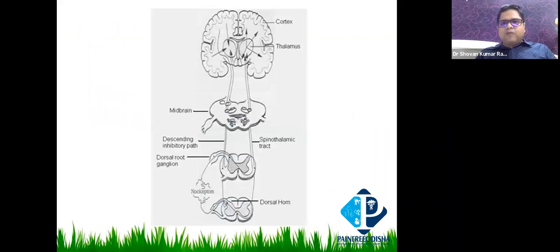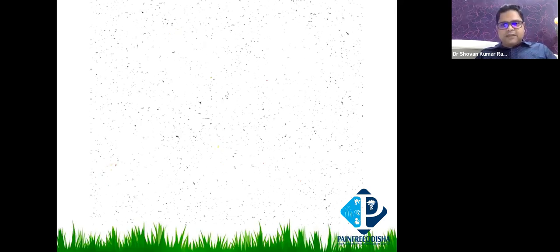Now, this is the pain pathway. We all know about this. There are nociceptors, they go through the spinothalamic tract, reach the brain. Then there is a descending inhibitory pathway through which the other responses come down. So this is what we know from our early days of study. Now I'm skipping these parts.